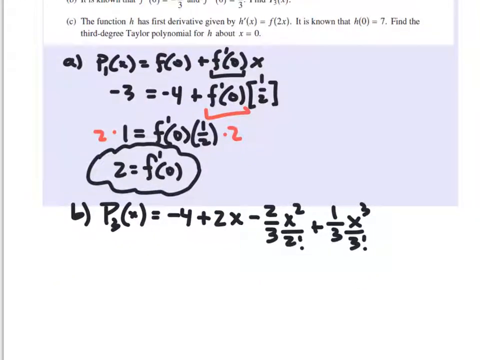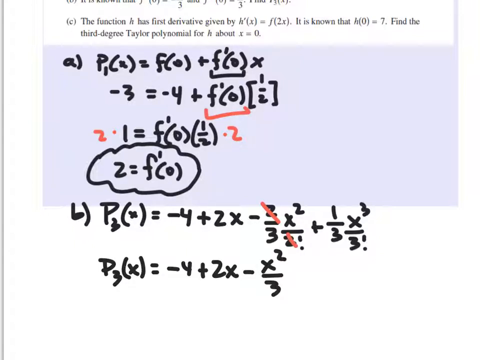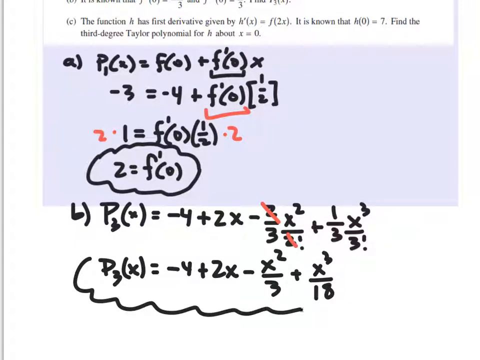So let's clean this up a tad. The third degree polynomial would be negative 4 plus 2x. Those 2's will go away. I'll get minus x squared over 3, and this will become plus x cubed over 6 times 3, which would be 18. There we go. We got a third degree polynomial. Of course, Maclaurin. It's awesome.